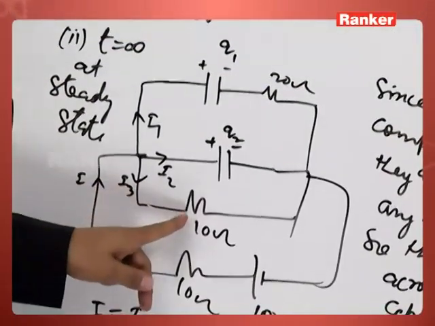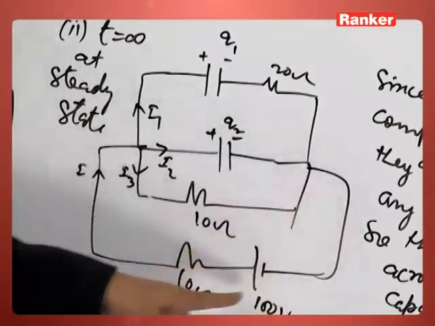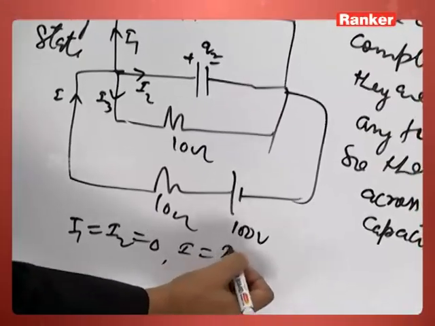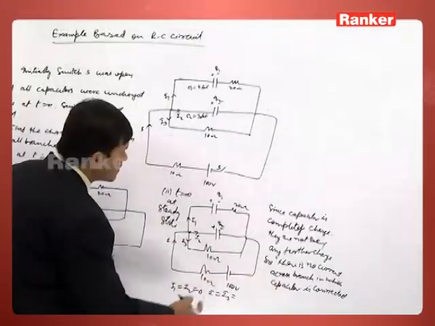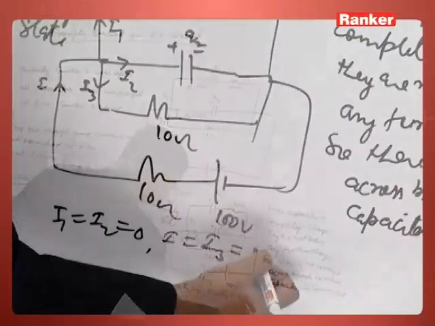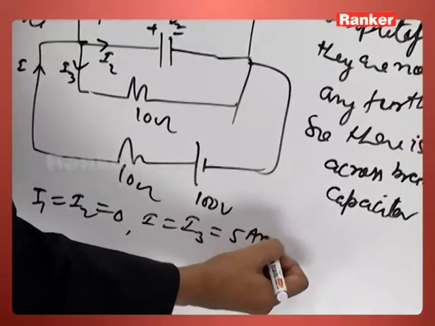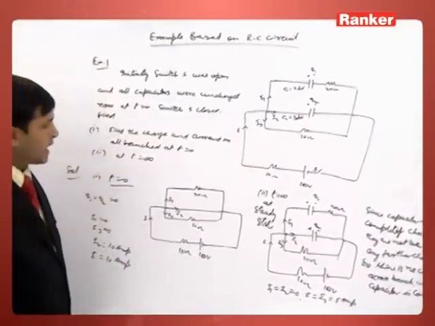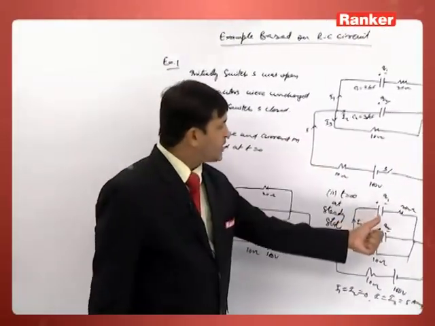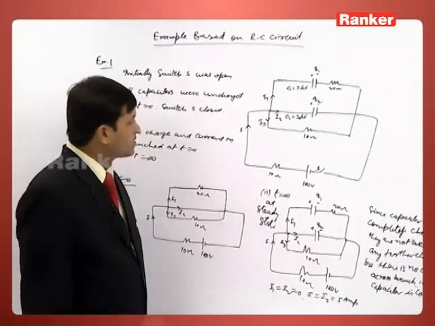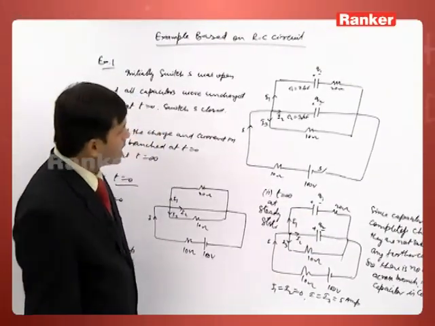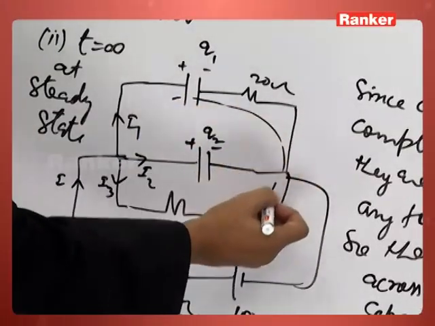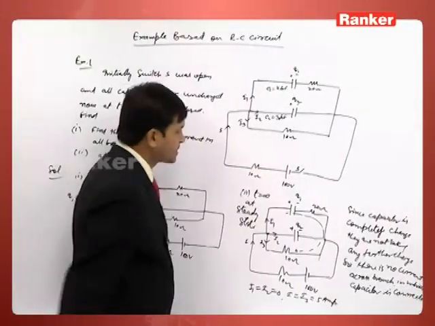Now, if this is 10 ohm, here also 10 ohm, so I is equal to I3, which will be 100 by 20, that is 5 ampere. This is the value of I and I3. Now, next point, the calculation of the charge. For calculation of charge, we can apply Kirchhoff's law in this loop.